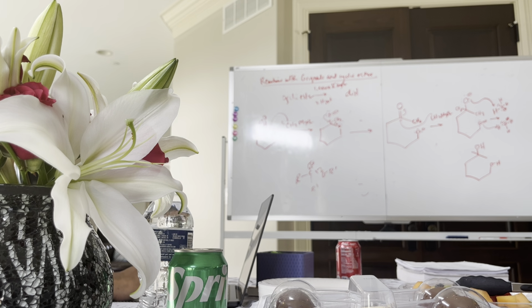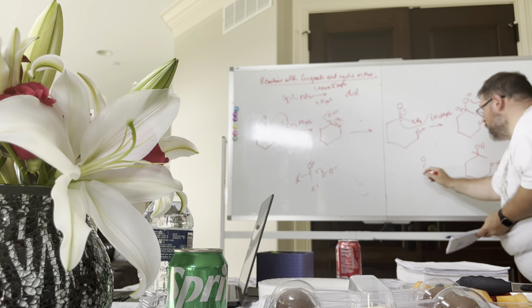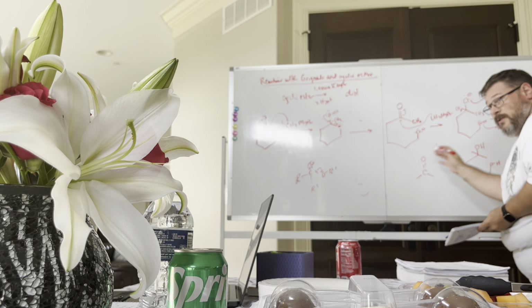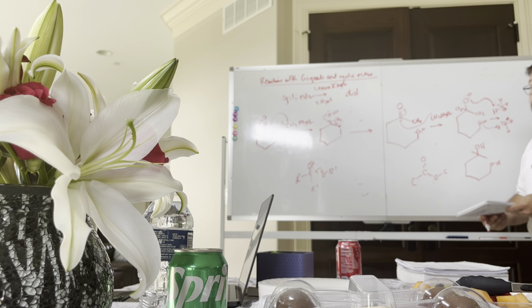Wait, what's the definition of an ester again? If the O is between the carbons. So this is a carbonyl, right? That's a ketone if both are carbon groups. That's an ester. So this is an ester that broke apart and formed a ketone.